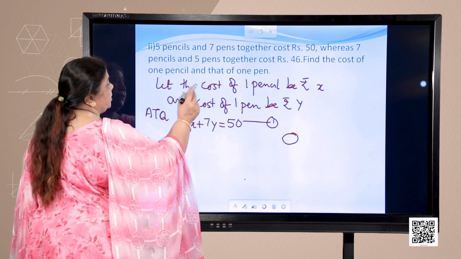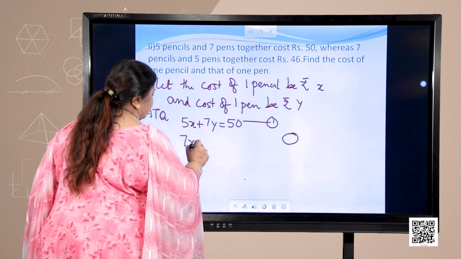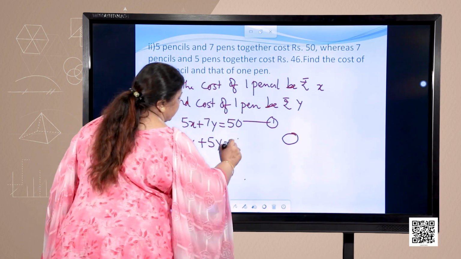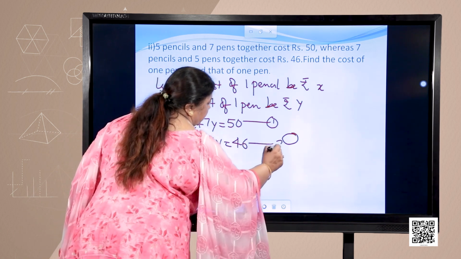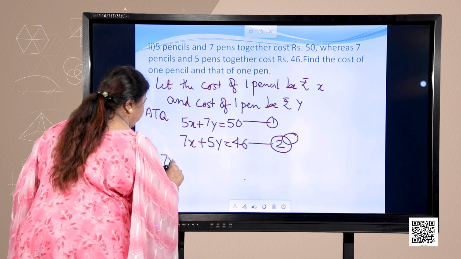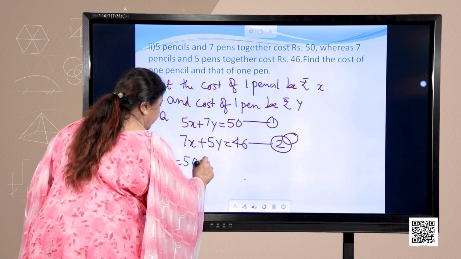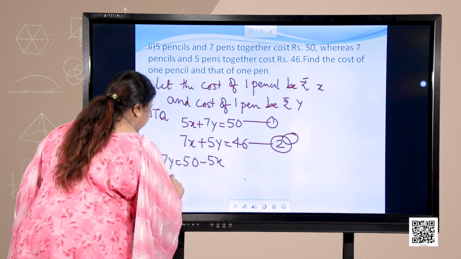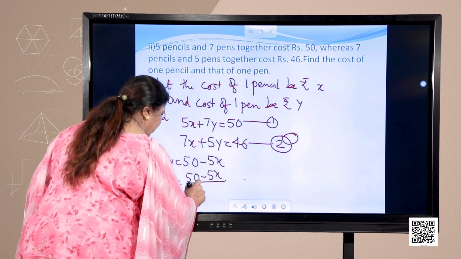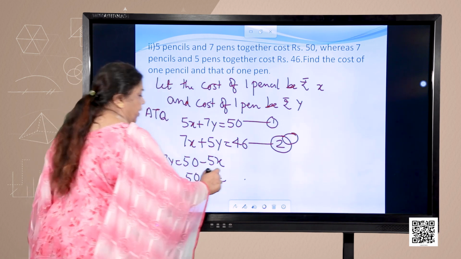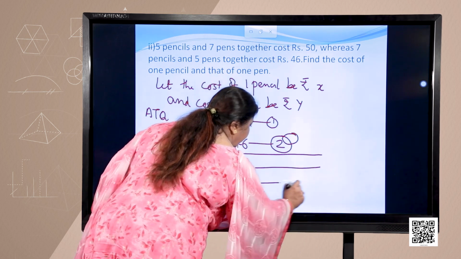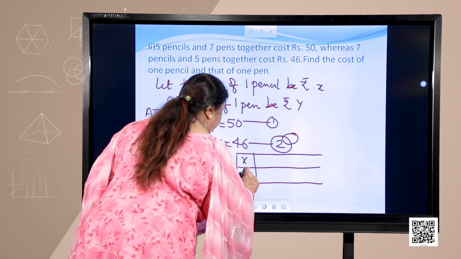Second condition is 7 pencils. So I get 7x plus 5 pens. So 5 into y is equal to 46. These are the two equations. Now if I solve these equations, see, from first equation I get 7y is equal to 50 minus 5x. So y is equal to 50 minus 5x upon 7. Now to find out the various values, see here, I am going to teach you a very simple method of finding the values x and y.